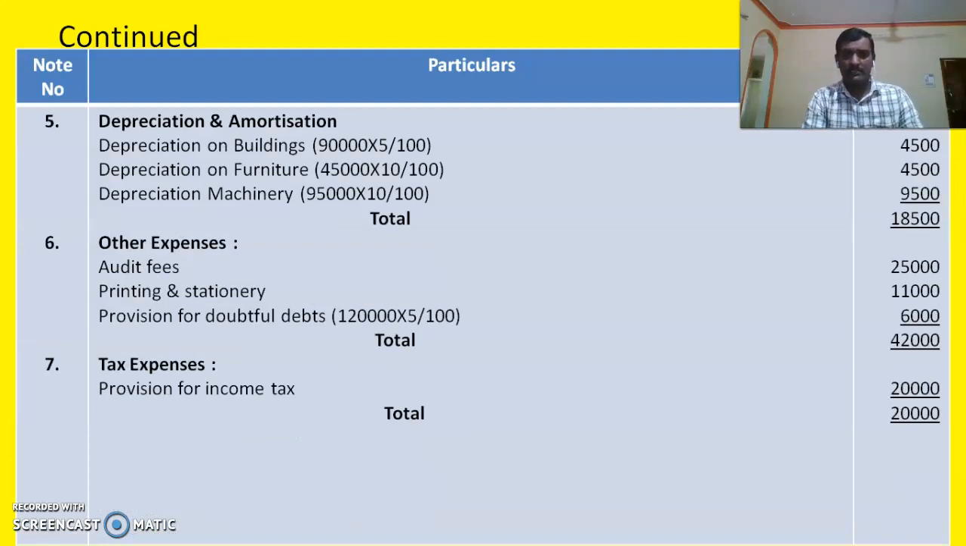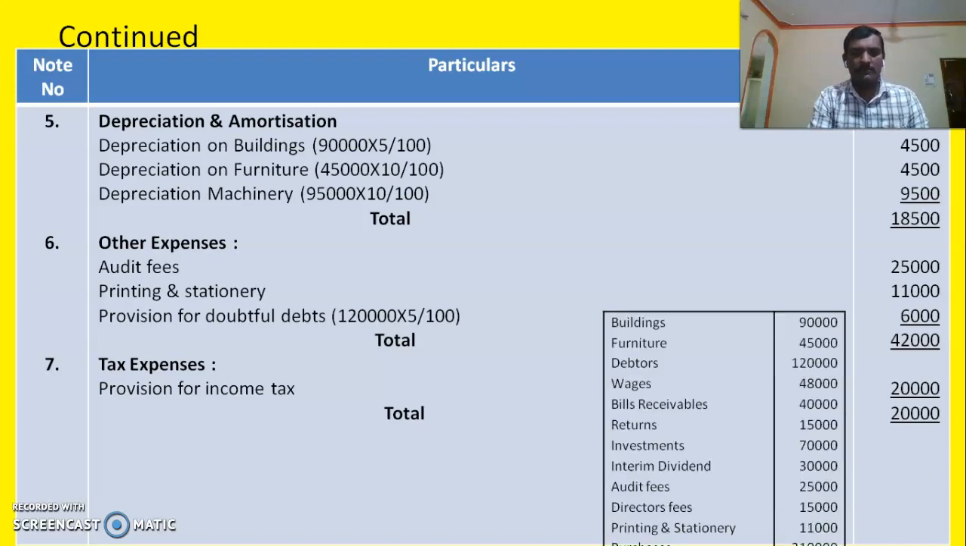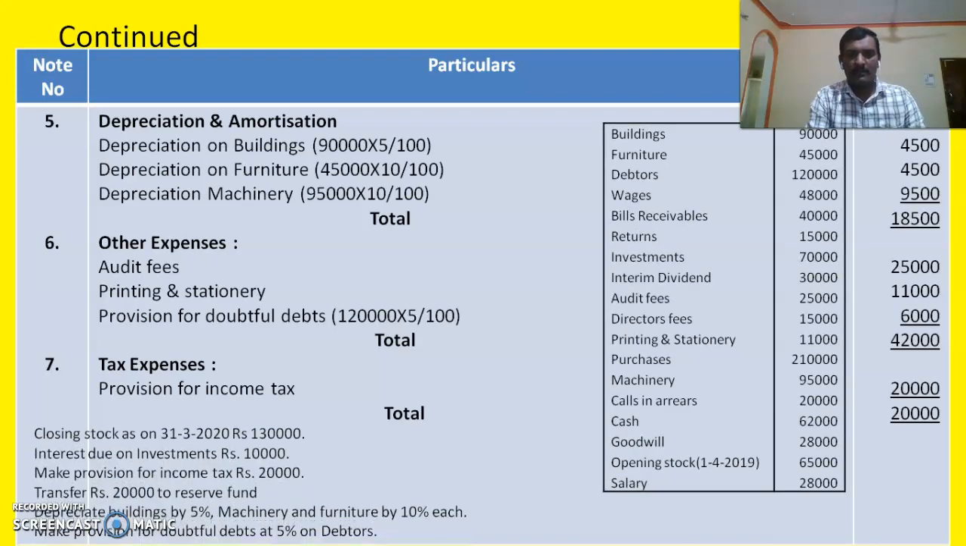depreciation and amortization. Regarding this, there is no information in the trial balance, but we can refer the amount of assets from the trial balance, but the main information is given in the adjustment part. They were given the information about depreciation. Here the adjustment number 5, depreciate building, machinery, furniture, like that they were given.